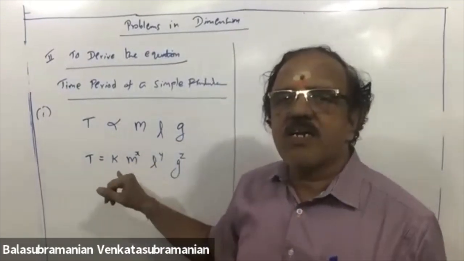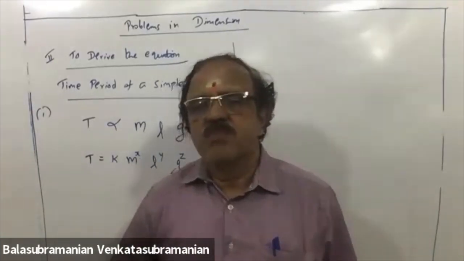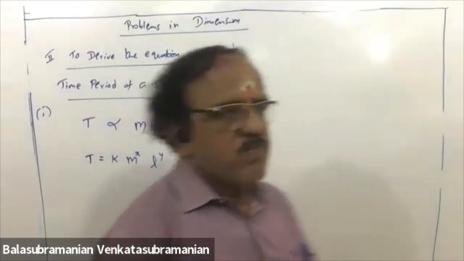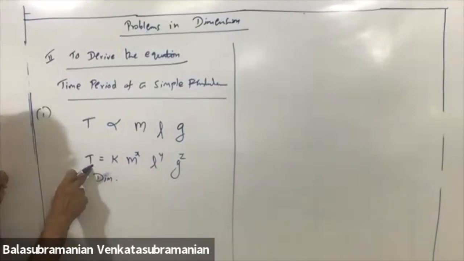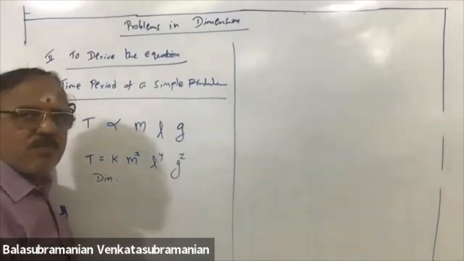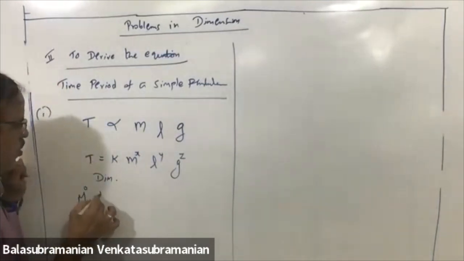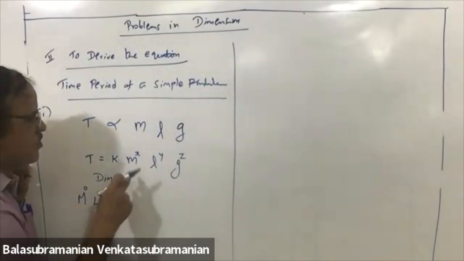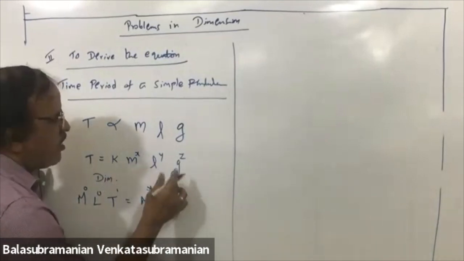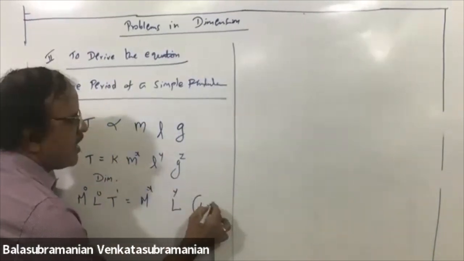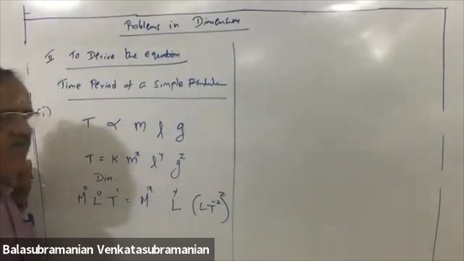So we have to calculate by equating dimensional formula on both LHS and RHS. Calculate X, Y, Z. So dimensionally, left hand side time period. So dimensional formula is T. No mass, no length, but we have T. M, M power X, L, L power Y. G is called acceleration. Acceleration due to gravity, LT power minus 2 power Z.